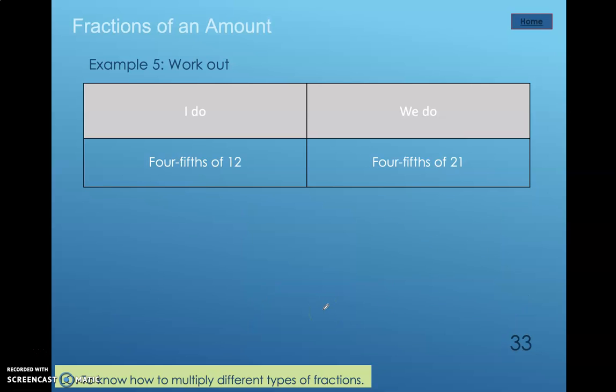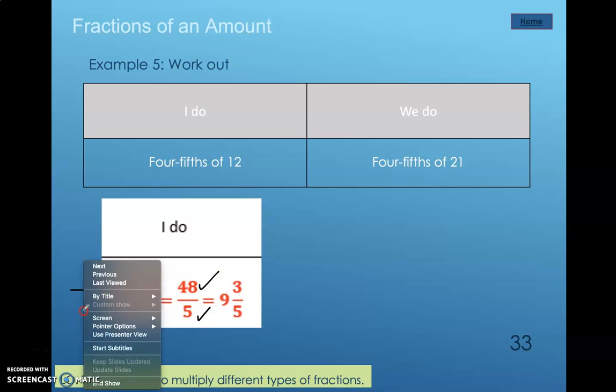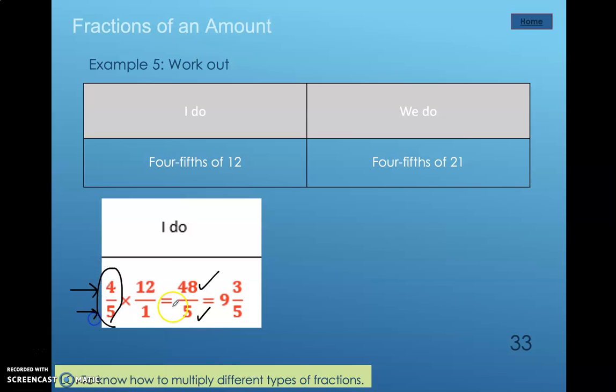So now the problems are getting a little bit more worded, I guess you'd say. So we have 4/5 of 12. 12's turned into a fraction, 12 over 1. So there's nothing to simplify here. So we just times our numerators together, we get 48. Times our denominators together, we get 5. So we get 48 over 5. So that's 9 whole ones. And then we have 3/5 left. Make sure you've copied that down.